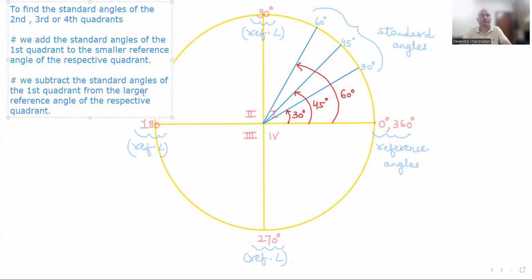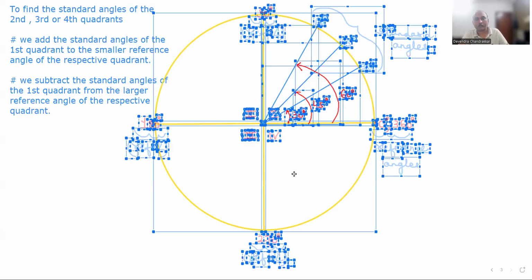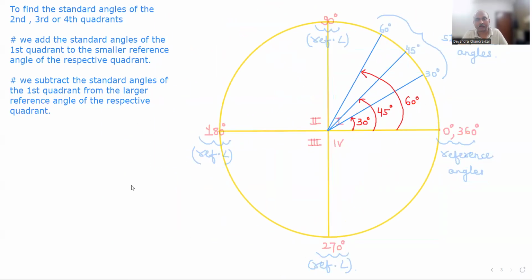Clear? So how do we use it? I'll just do it for the second quadrant. All of you will do it for the third and fourth quadrant. Will you do it? Yes or no, quickly. Yes, sir. All of you will please do it for the second, third and fourth, right?